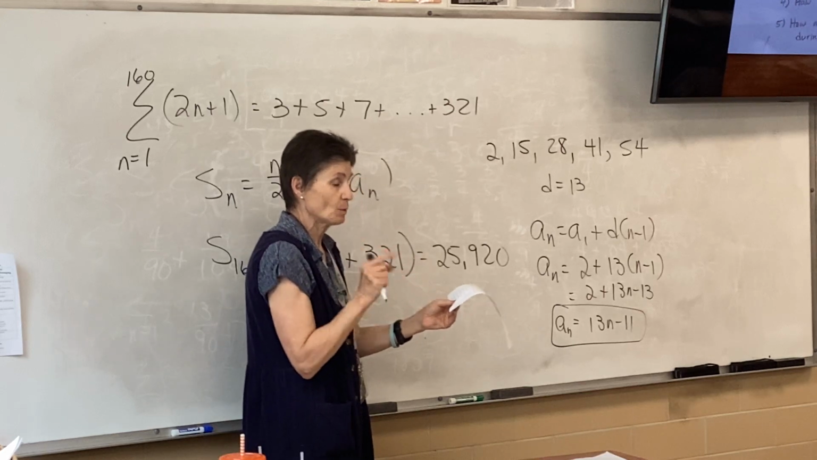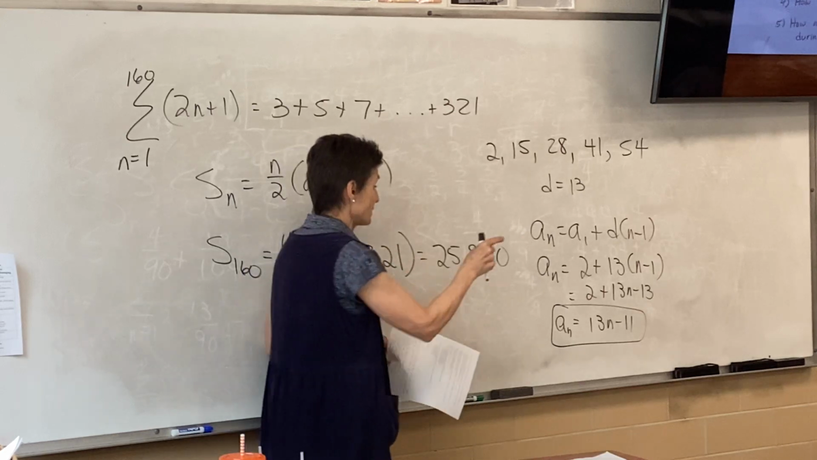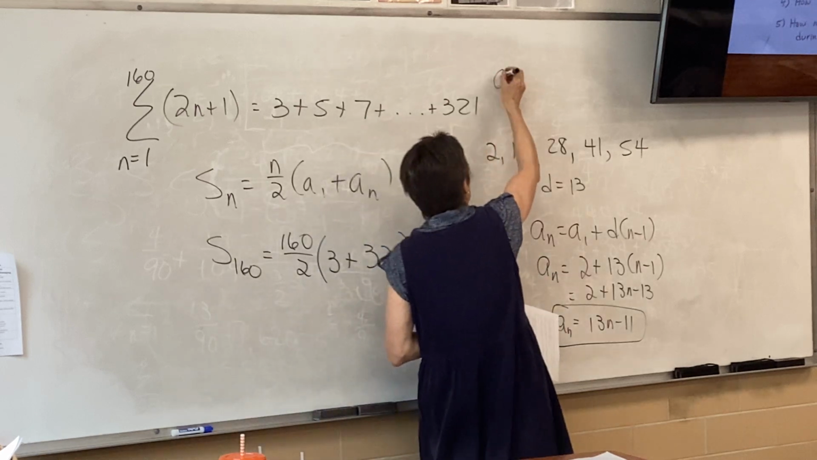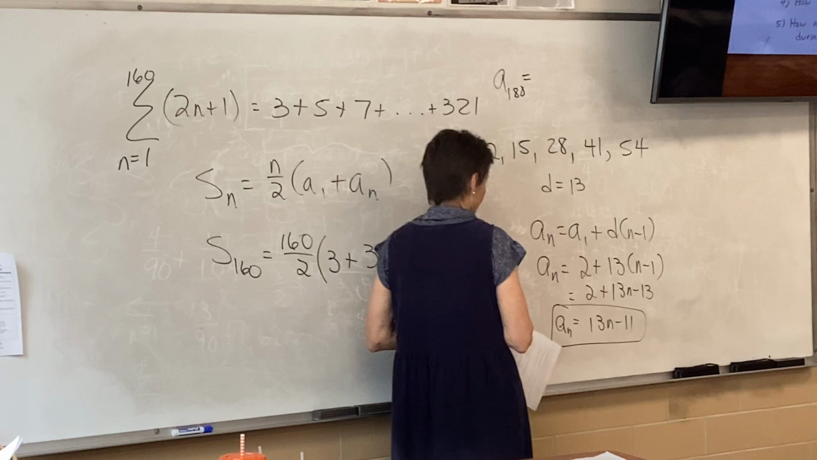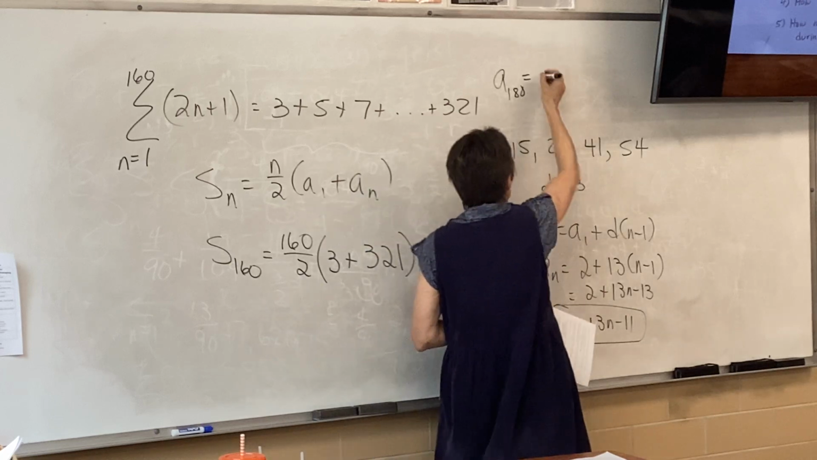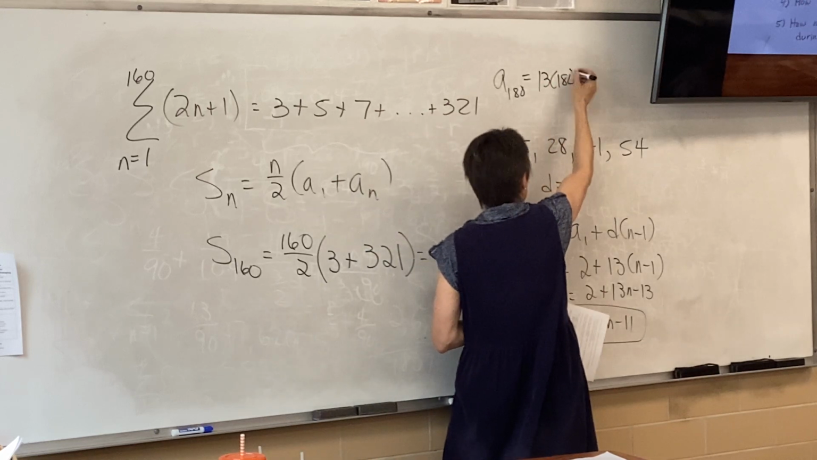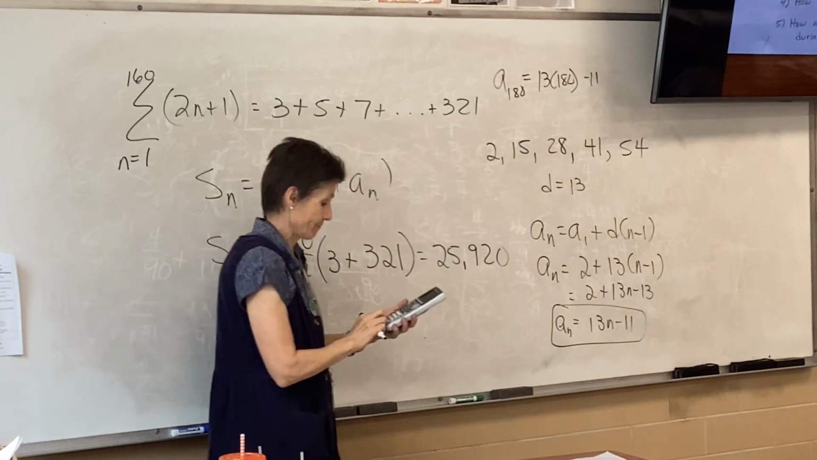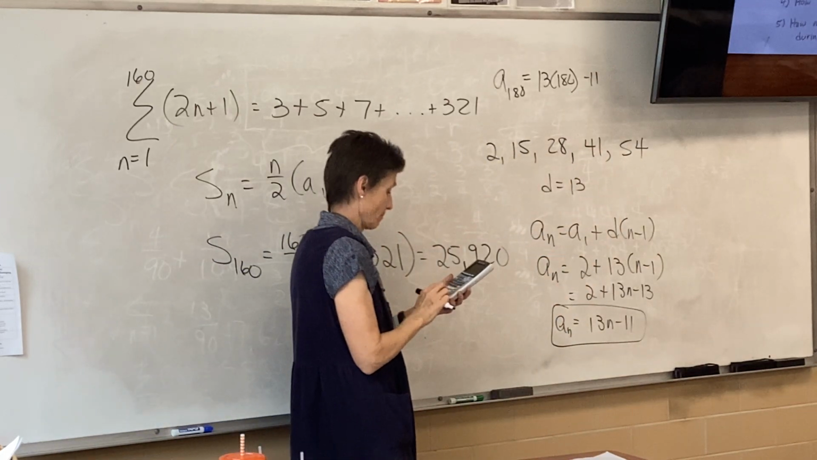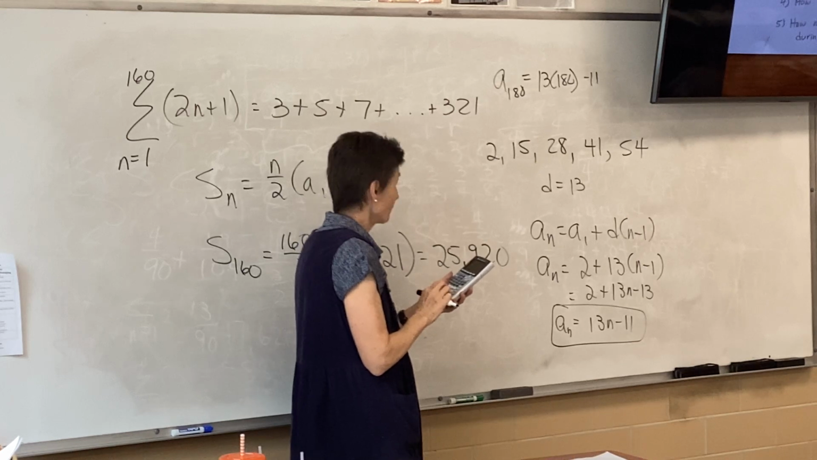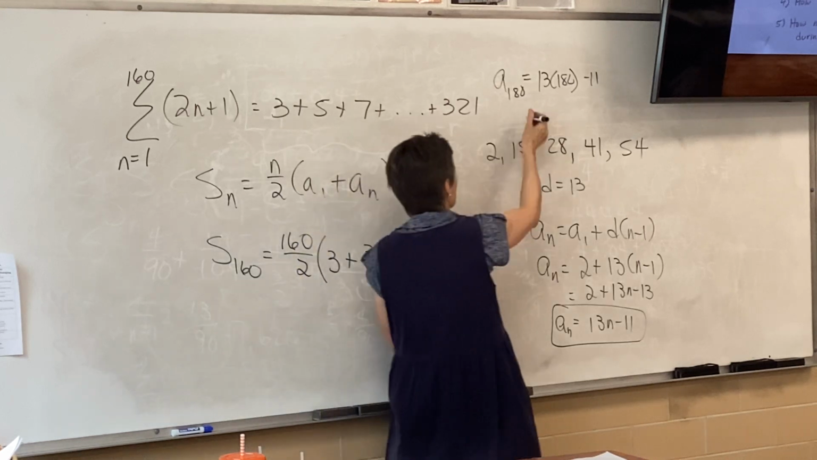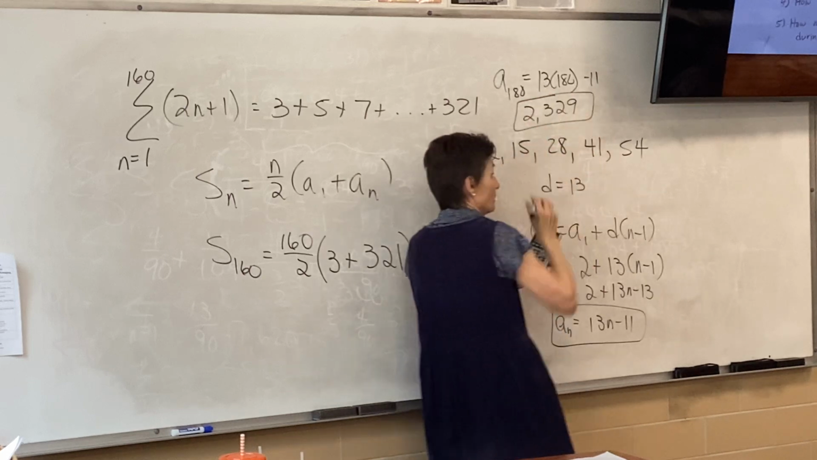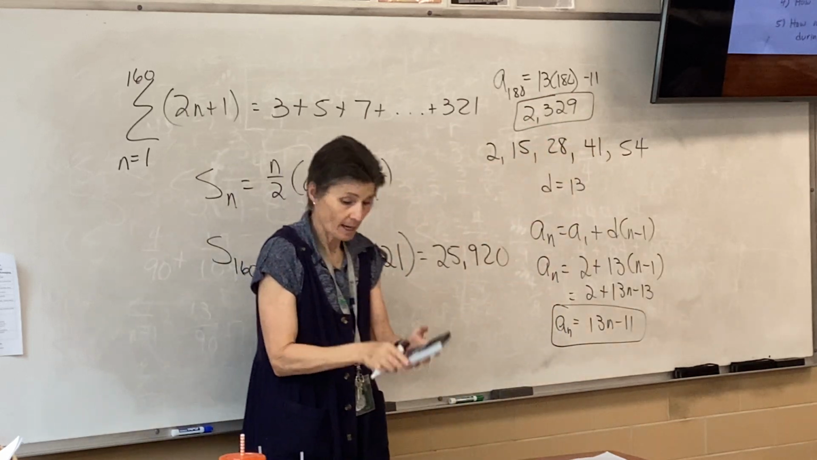How many problems will he do on the 180th day? This formula will tell you that. So the 180th term is 13 times 180 minus 11. So he's going to do 2,329 problems. He likes math.